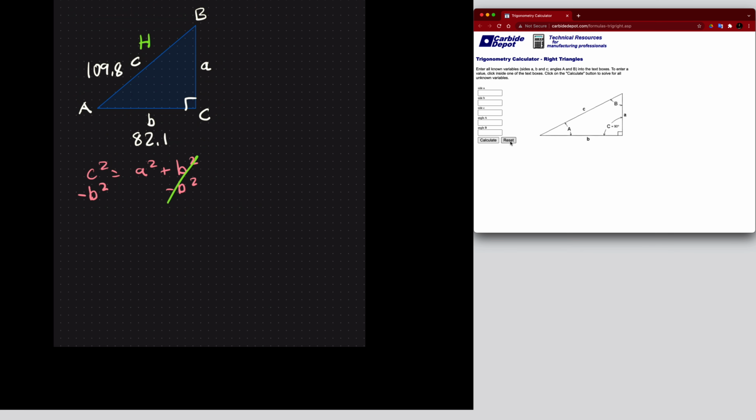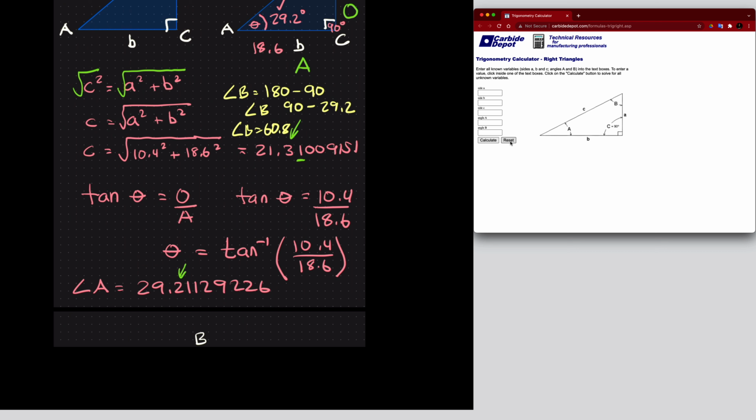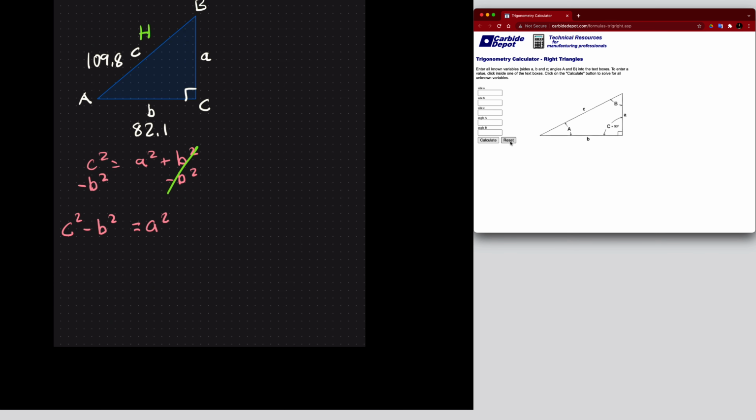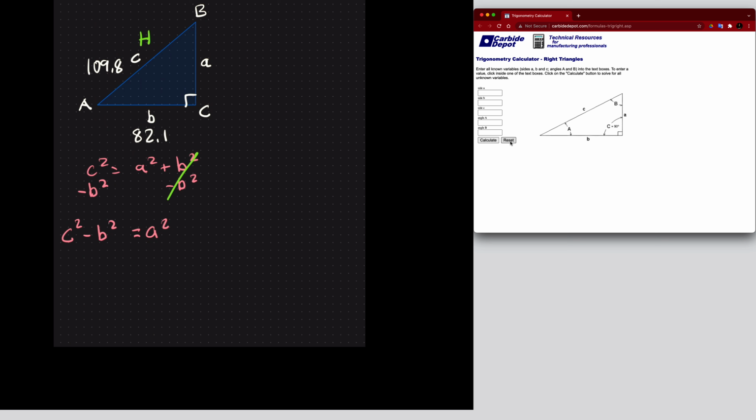But we still have our A squared there. Now what's on the other side of the equal sign? I could write it as negative B squared plus C squared, but we usually write it as C squared minus B squared. Now we're looking very similar to what we had before. What did we have to do? We had to get rid of that squared, so we took the square root of both sides. So all I need to say is A equals the square root of C squared minus B squared.